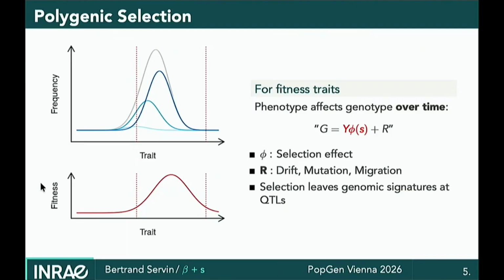But what's sure, and what we want to leverage when you're studying genetic architecture, and what I will talk about in this talk, is that selection should leave genomic signatures at QTLs that we can find. So when we're looking at genetic architecture, we can look at it both ways. How does my genotype affect my phenotype? And how does selection on my phenotype actually leave traces on my genome? And today I will talk about how we can put these two ideas together.